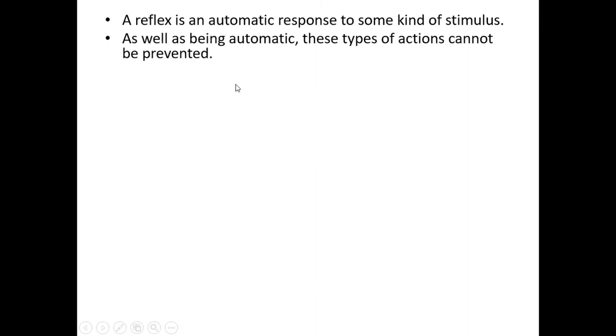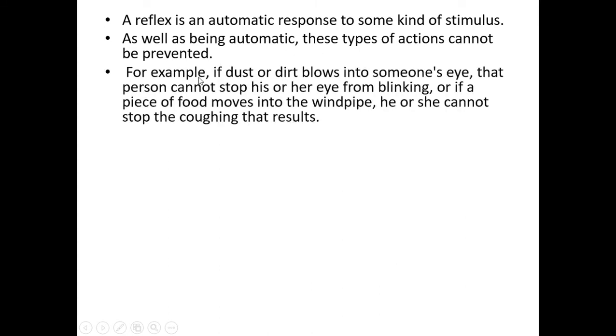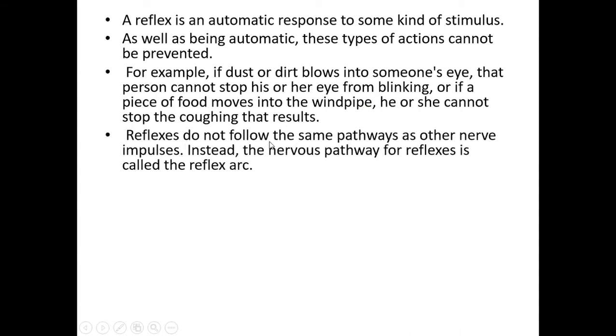Reflex is an automatic response to some kind of stimulus. As well as being automatic, these types of actions cannot be prevented. For example, if dust or dirt blows into someone's eye, that person cannot stop his or her eye from blinking. Or if a piece of food moves into the windpipe or trachea, he or she cannot stop the coughing that results. Reflexes do not follow the same pathway as other nerve impulses. Instead, the nervous pathway for a reflex is called the reflex arc.